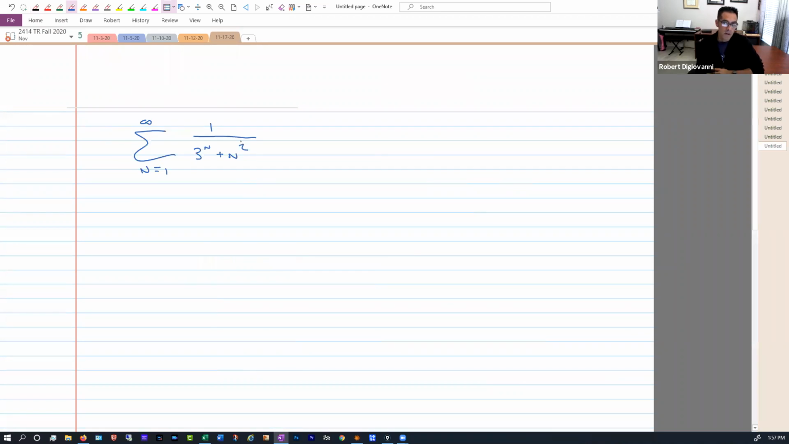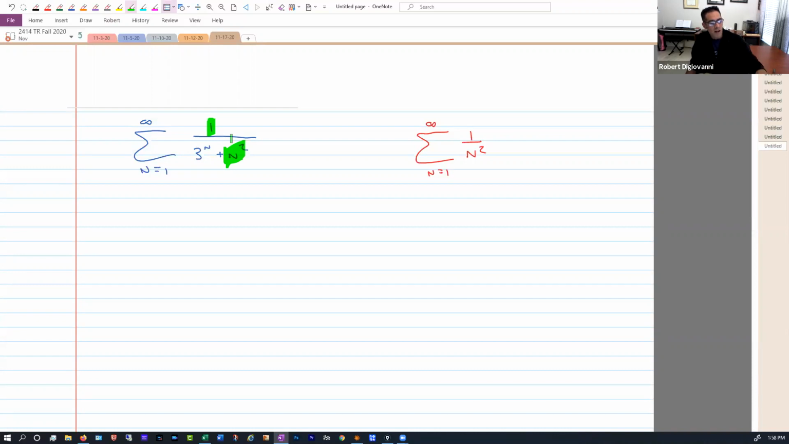Okay, somebody else comes in here and says, you know what, I think I want to compare that to this. Whoever came up with that was thinking, this looks a lot like 1 over n squared, and they're kind of ignoring the 3 to the n. They're saying, I think it looks more like that.